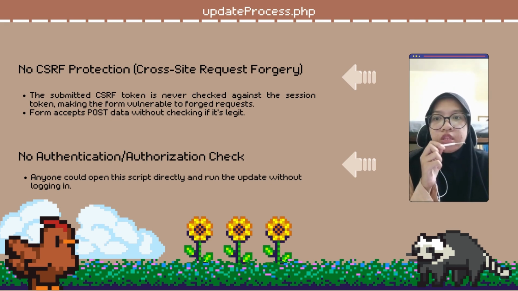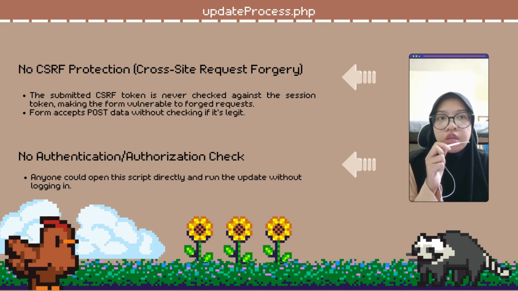The last but not least vulnerability in this update_process.php code is no authentication and authorization check. In this vulnerability, there was no check to see if the user is logged in as an admin, and that means even a visitor could try to access this page directly and submit changes to it.